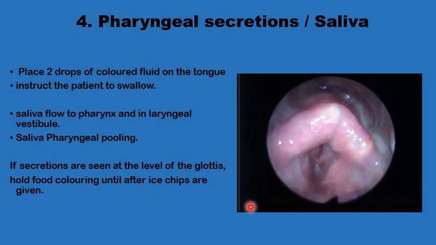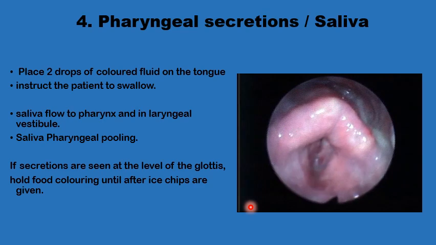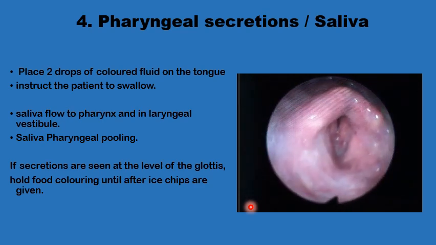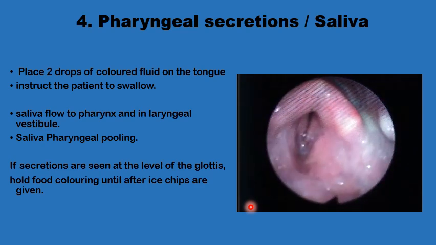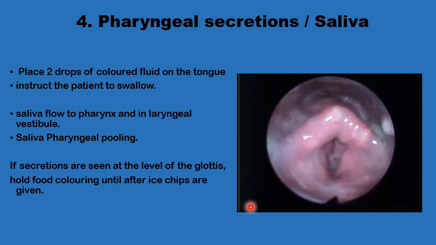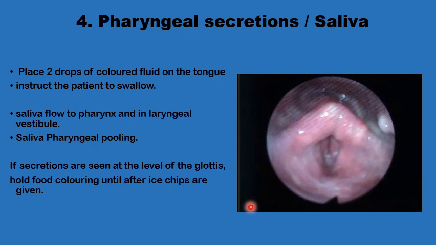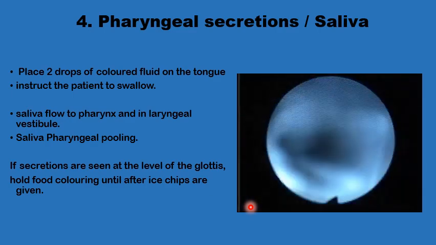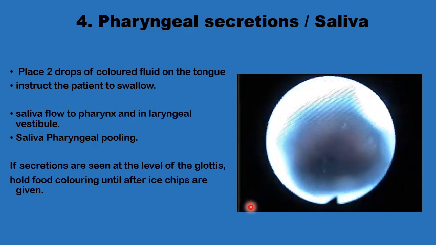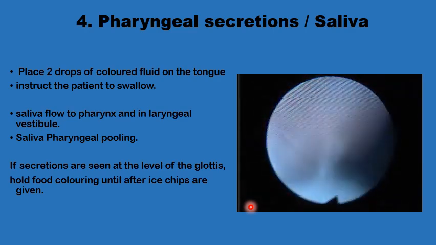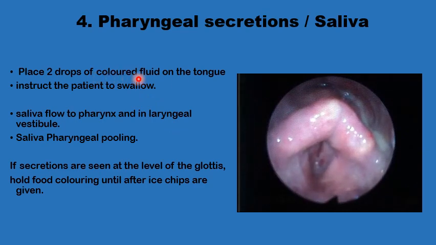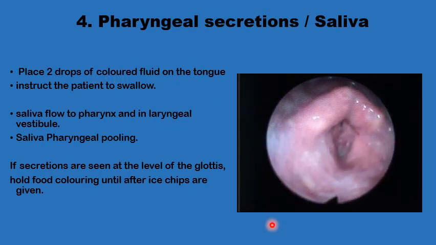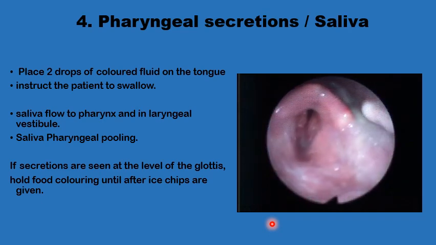The next thing is to check for any retained secretions or saliva in the hypopharynx before introducing any colored food or drink. If there is any saliva retained in the hypopharynx, you would want to check if this is being aspirated during swallowing. You can make things easier by placing just 2 drops of a colored fluid on the base of the tongue and asking the patient to swallow it. Then it will be easier to trace the colored saliva.